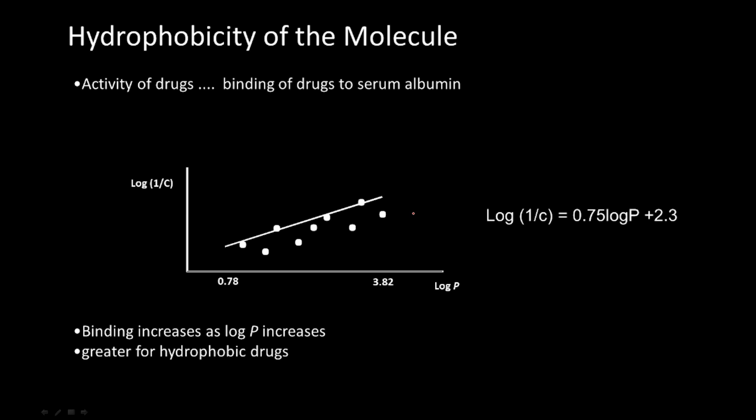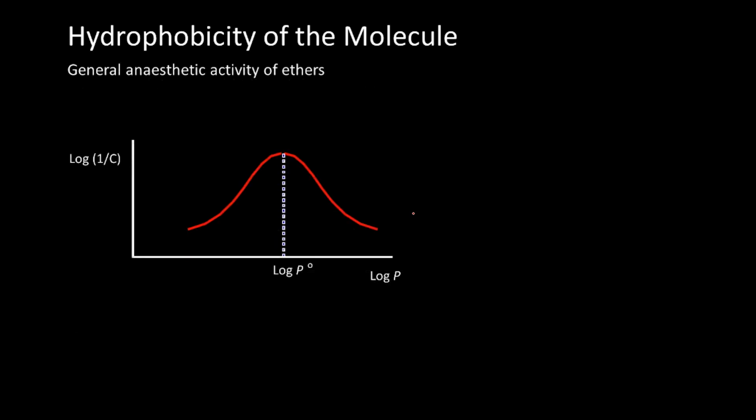So greater for hydrophobic drugs. Okay, binding increases as log P increases. It need not be all the time linear. It can be like this also. There could be an optimum log P0, when the activity is max, and initially it increases, reaches a max, and then comes down. So generally for anesthetic activity of ethers, it's followed like this.